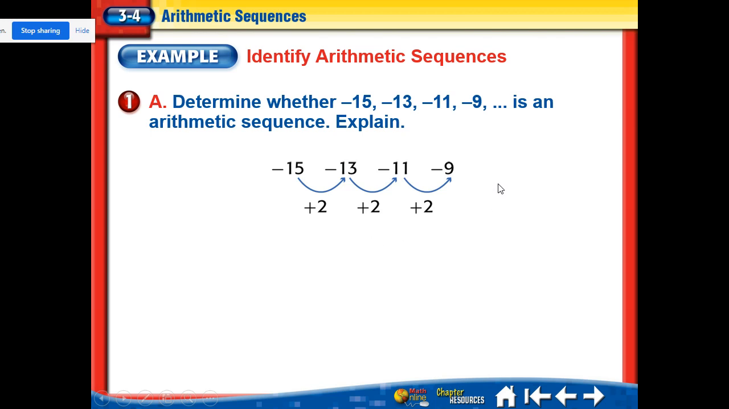The next one would be negative 7, then negative 5, and so on and so forth. And we can do that by just adding 2. And this has to be common. This has to be the same going across. And that's what our common difference is. It's 2.